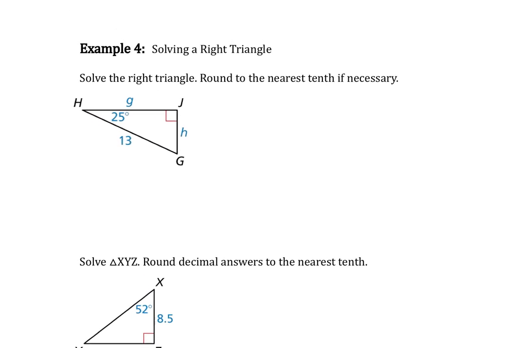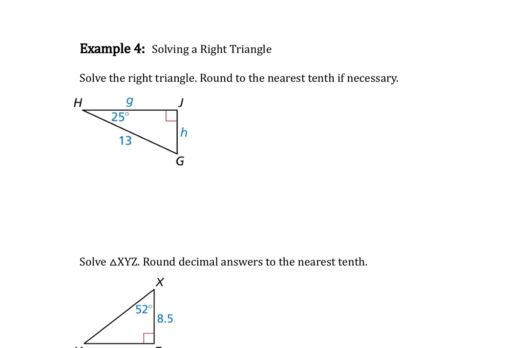Okay, a little bit different example here. Once again, the directions are the same. We're still solving for the right triangle. Round to the nearest tenth if necessary. Can I do the Pythagorean theorem here? No, because we only know one side. I don't know G and I don't know H. So that's out.